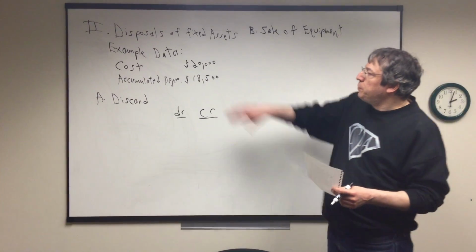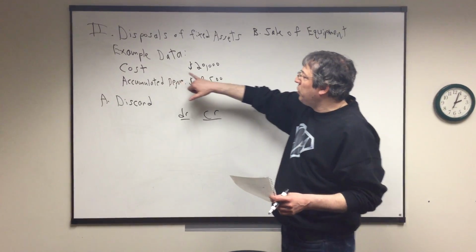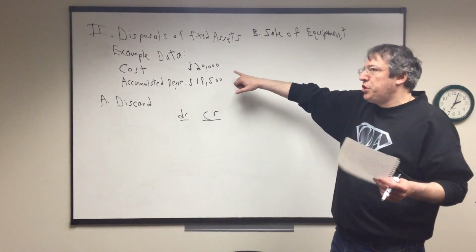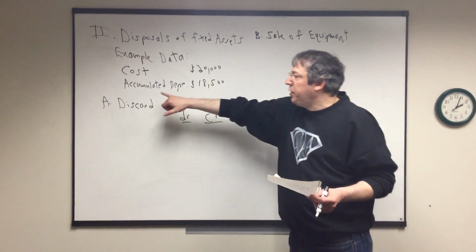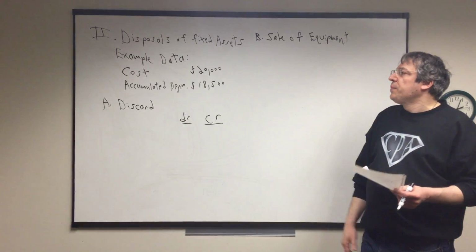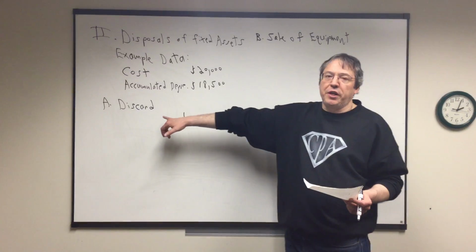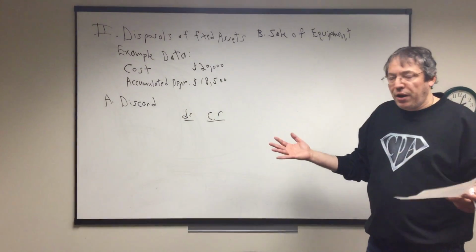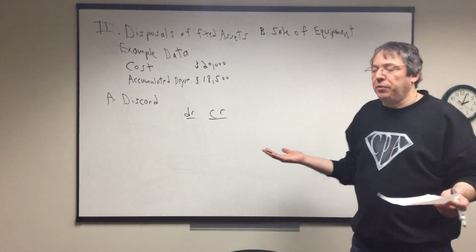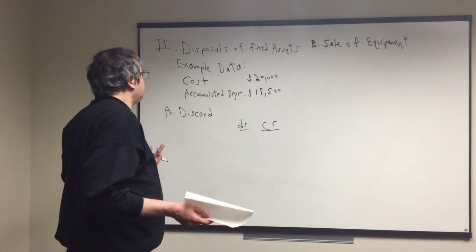All right, so we're talking about disposal of fixed assets. We're going to use this example data. I'm going to say the cost of the asset we want to get rid of, say it's machinery, is $20,000, and the accumulated depreciation associated with that asset is $18,500. And the first way of disposing of an asset that we want to look at is called discarding the asset, right? We just basically want to throw it out. So what do you think we have to do? Well, obviously we have to take it off our books, right?